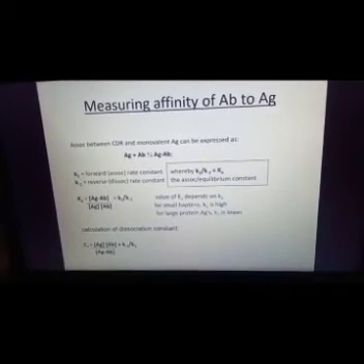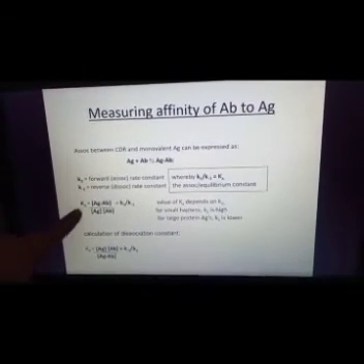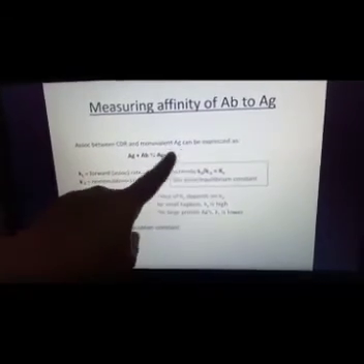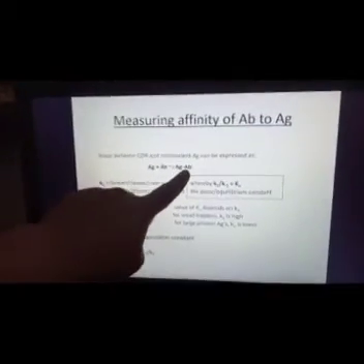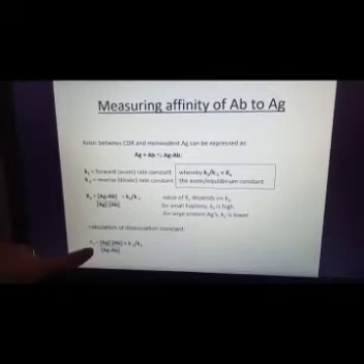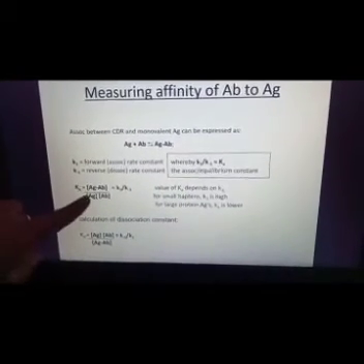Now, calculation of the dissociation constant. When you want to find out the dissociation constant, this is your association constant, whatever we have discussed, that is Ka. This is when antigen and antibody associate to form the complex of antigen and antibody. Now dissociation constant, when this complex dissociates back to the antigen and antibody, we call it Kd. That's nothing but the dissociation constant. It is just the reverse of Ka.